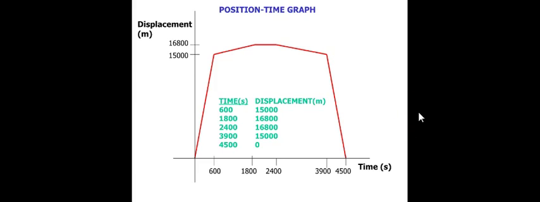So, the take-home lesson from this problem is that given a verbal description of an object's motion, you should be able to generate both a position time graph and a velocity time graph. And given either graph of an object's motion, you should be able to verbally describe the motion of that object.